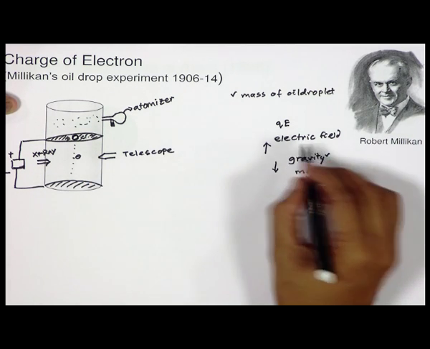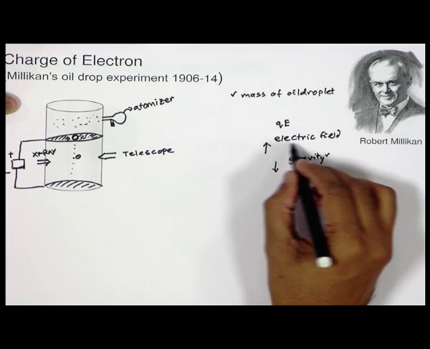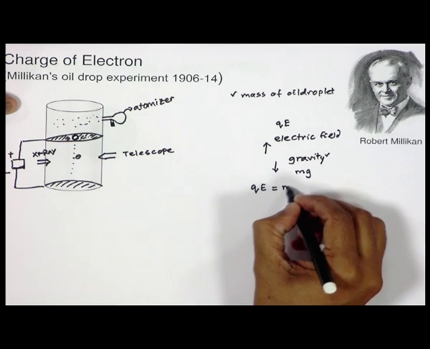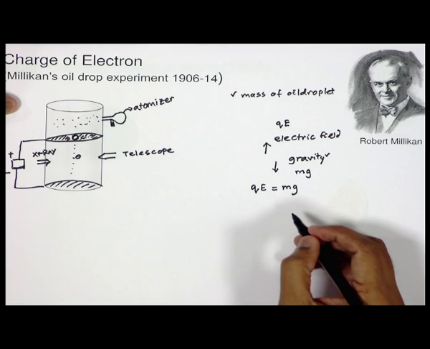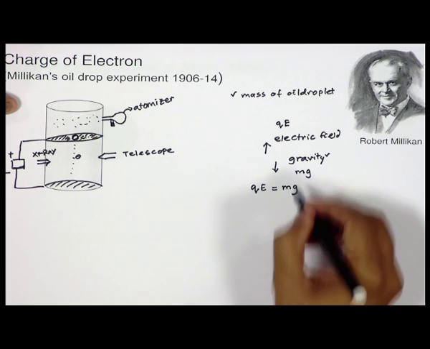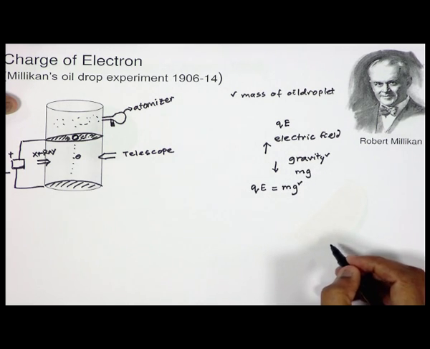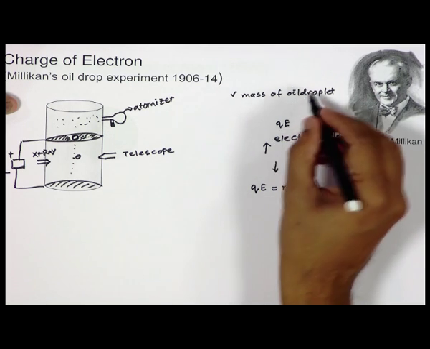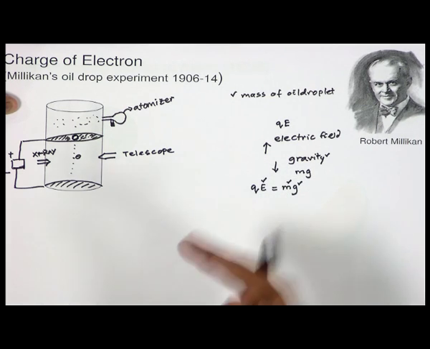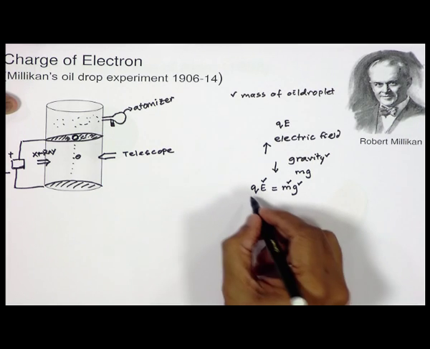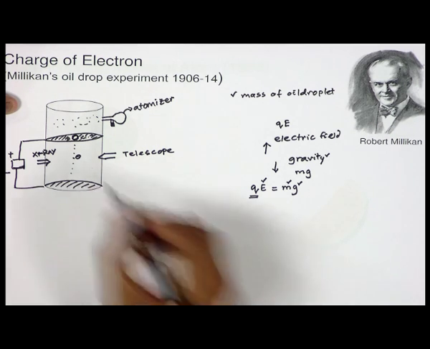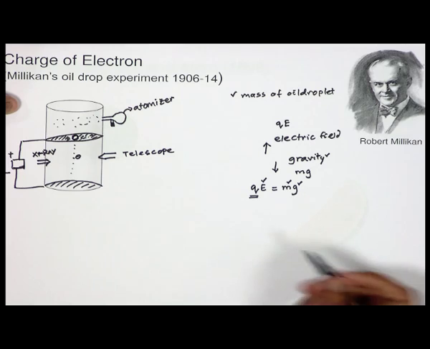But if I can carefully tune the strength of the electric field, I can attain an equality where QE, the upward pulling force because of the electric field, will be equal to the gravitational pull, which is mg. G is a universal constant, I know that. Mass of the oil droplet, I have an estimation already. E, the strength of the electric field, that I know because I am doing the experiment. The only unknown that I am left with is the charge on these oil droplets, which is called Q.